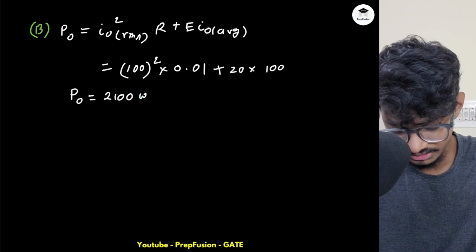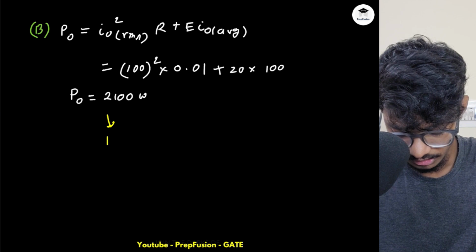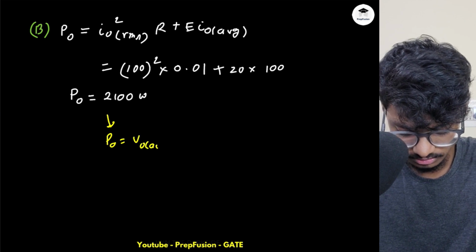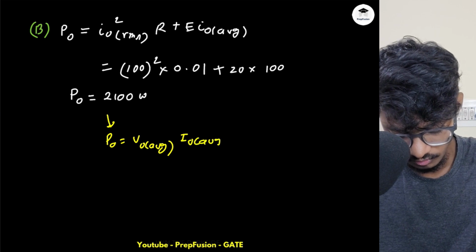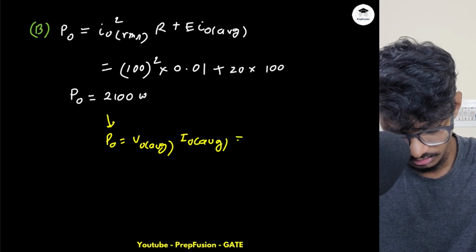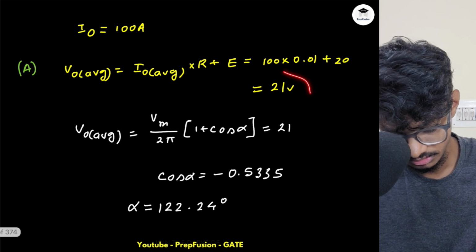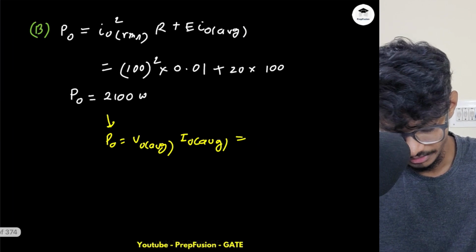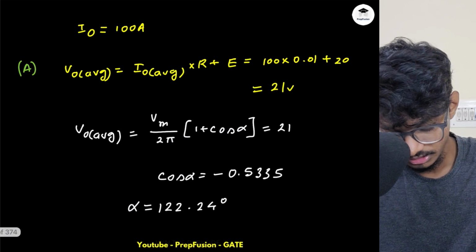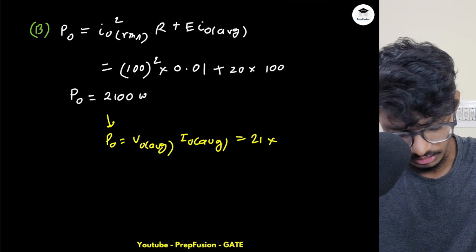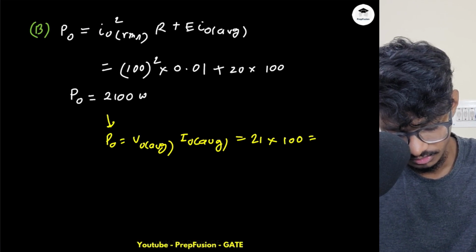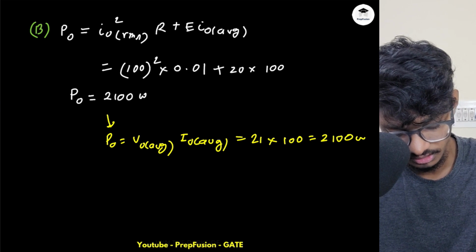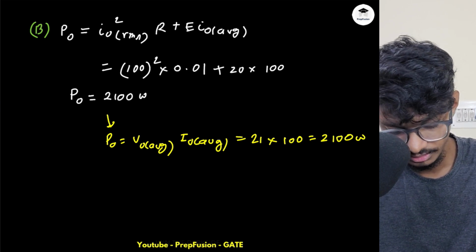Let's cross verify. Let's write PO equals VO average into IO average. VO average is basically this, 21. IO average is 100, so 21 into 100, which is exactly equal to this 2100 watts. So you can see both are the same thing.